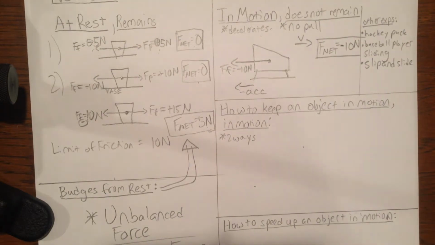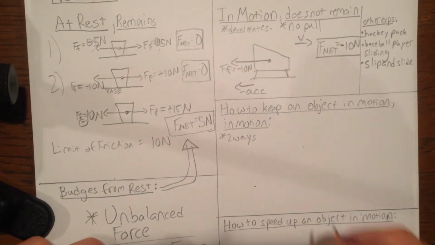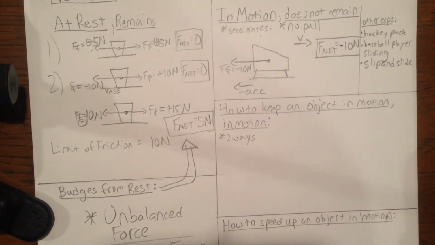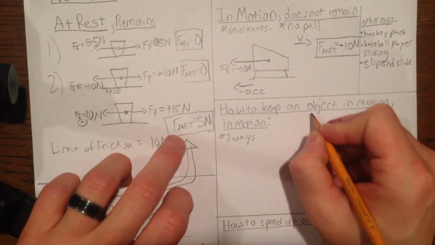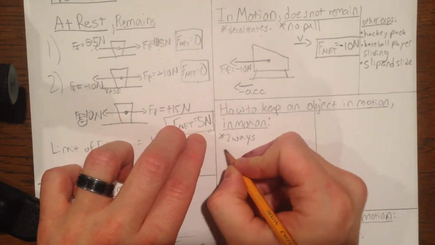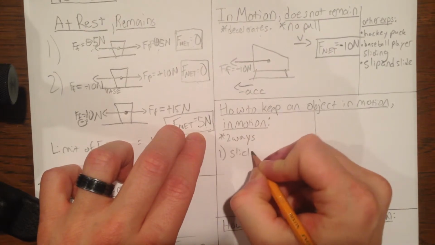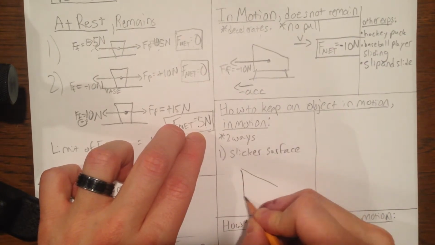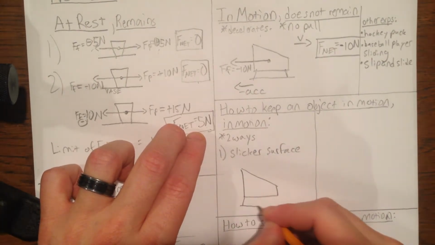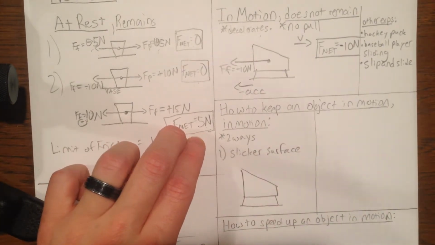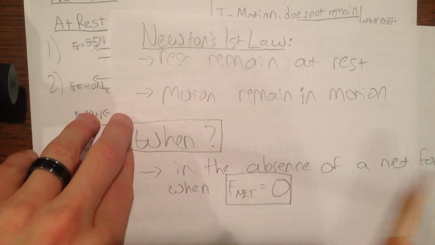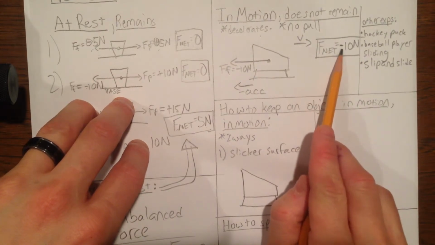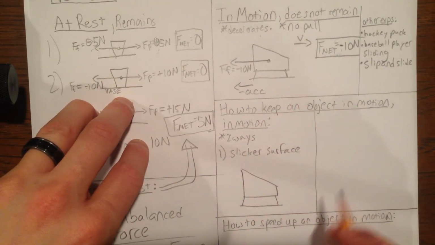So how to keep an object in motion? Well, how to take this sled and make it keep moving instead of slowing down, right? So two ways to do it. You can make one, a slicker surface. So if you take the sled, why does a slicker surface keep it in motion? Well, we know, based on Newton's first law, in the absence of a net force is when an object in motion stays in motion. Here, there was a negative net force, so it didn't stay in motion.